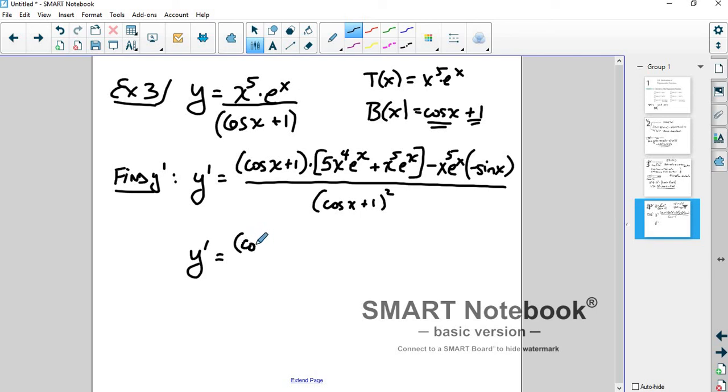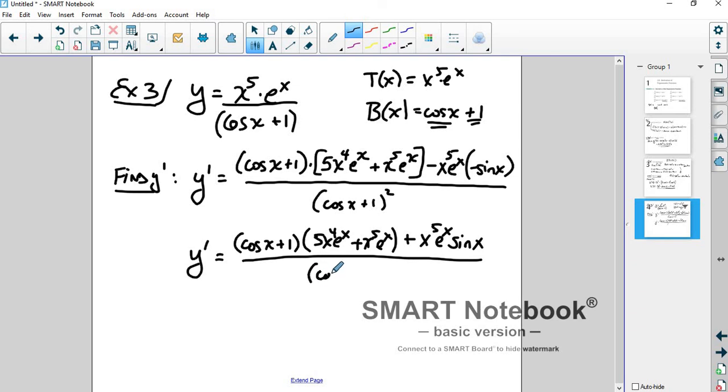I'm not going to multiply out the top. Just leave it as a group, cosine of x plus 1 times 5x to the 4th e to the x plus x to the 5th e to the x, plus x to the 5th e to the x sine of x. And then that's all over cosine of x plus 1 all squared.